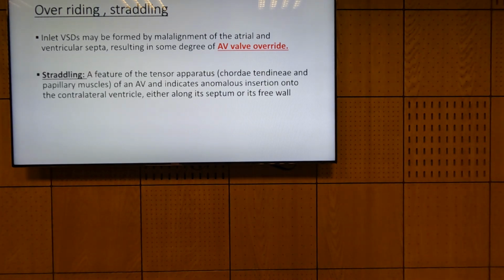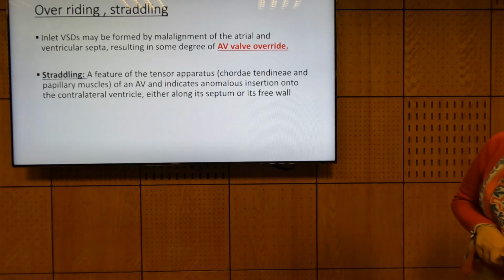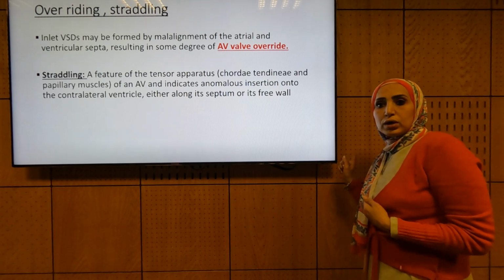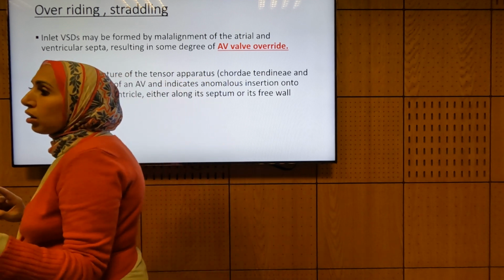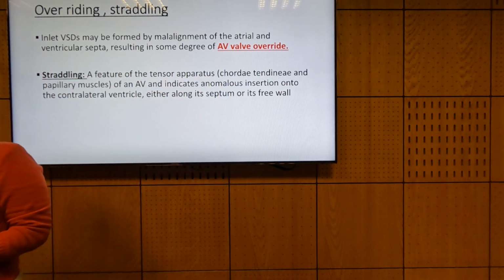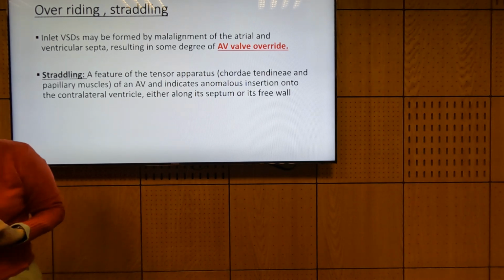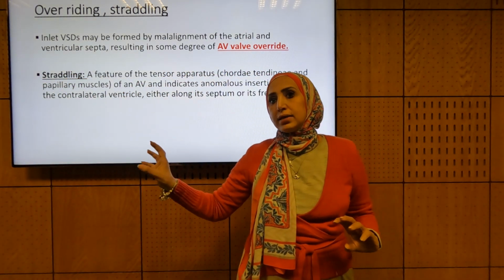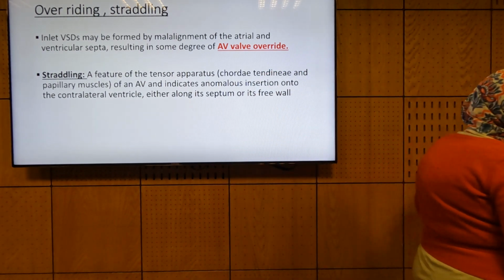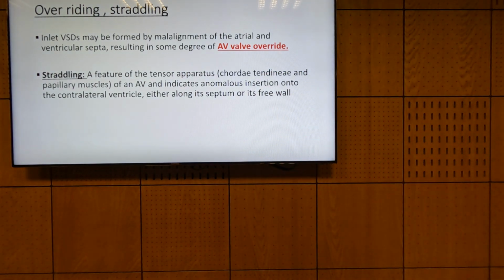What we consider really a problem is straddling. Straddling is a feature of the subvalvular apparatus, so it could be the tensor apparatus, chordae tendineae, or papillary muscle. If one of them, either the papillary muscle or the chordae tendineae, crosses from one ventricle to the other, we call it straddling, like if you are riding a horse. Overriding is just for the annulus. Straddling, we are talking about the subvalvular apparatus.